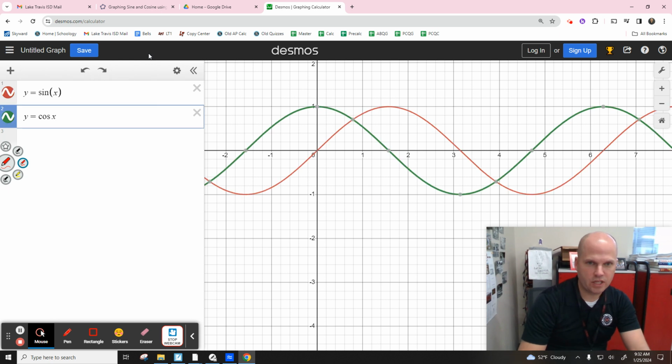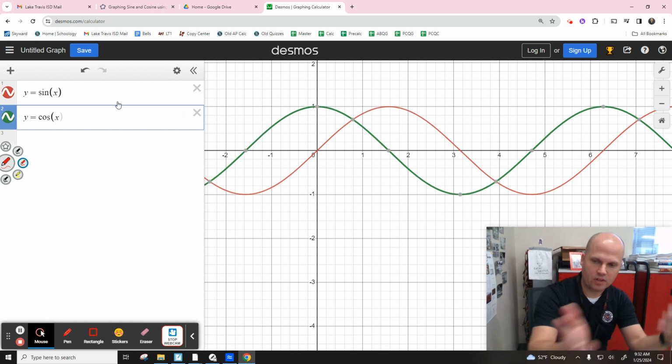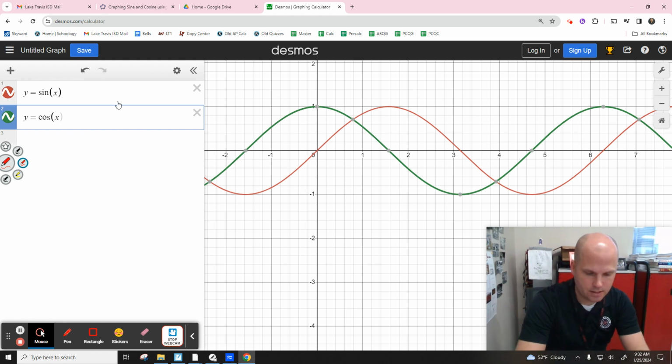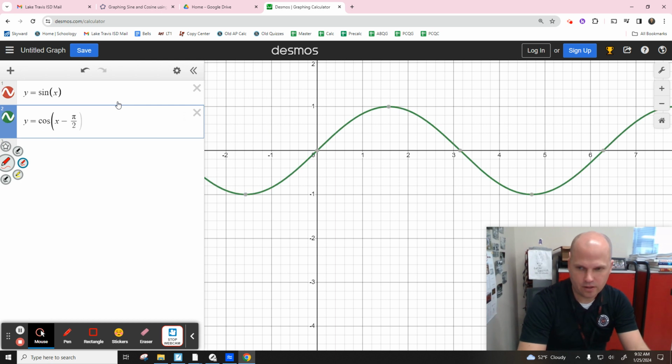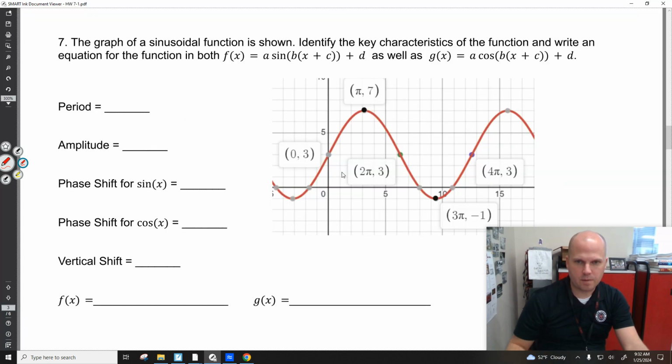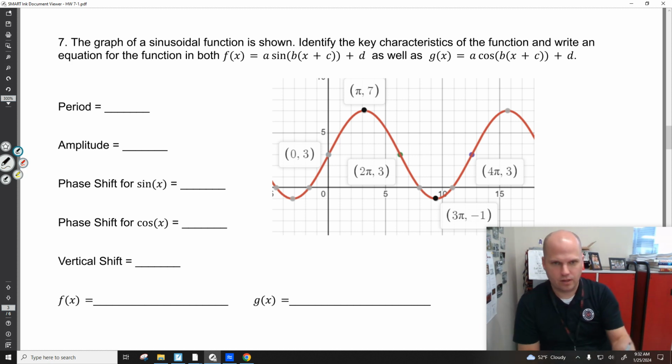Or conversely, if I take the cosine graph, shift it left, shift it right, it doesn't matter. Let's shift it right. You can shift it left more. Shift it right, pi over 2. Boom, it's right on top of each other. So we are going to be expected to write equations for sine and cosine for the same graph. How are we going to do this? We need to understand some characteristics. For example, what's the amplitude, what's the period, phase shift, vertical shift, etc.